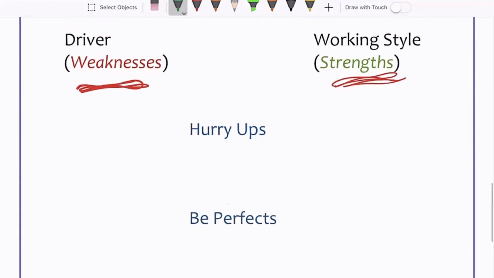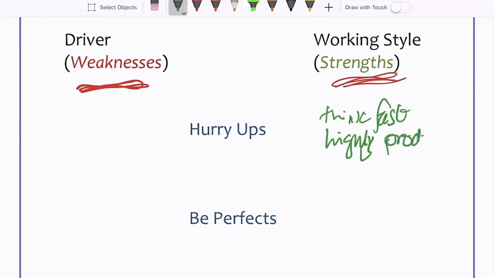Excellent. Hurry-ups. Hurry-ups are people who think fast, talk fast. If you want to diagnose, listen to speech patterns. They think fast, they talk fast, and they're highly productive. They kind of attack work. They love getting work done. They get energy from it. They do it quickly. On the strengths end, they handle pressure really well. They've usually got lots of plates spinning at the same time, which can be a problem.